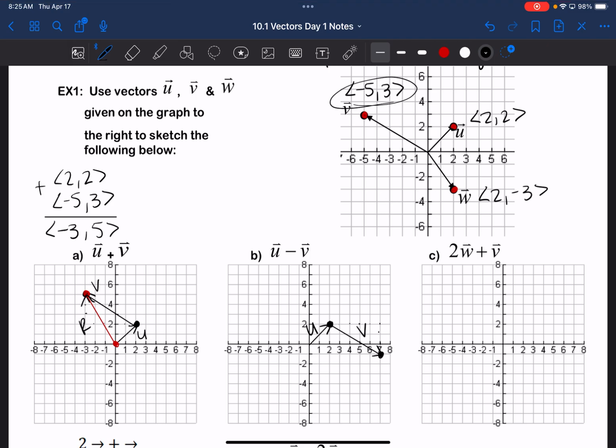And again, I could have done this mathematically as well. So we could have done 2, 2 minus negative 5, 3. Well, 2 minus negative 5, 2 negatives actually make a positive, right? So that'd be 7. And 2 minus 3 is negative 1. And sure enough, that is where we ended up plotting our next vector, right? And again, if they were asking how I would get from where I started to where I ended, the shortest way would be to just kind of cut across here like this, right?